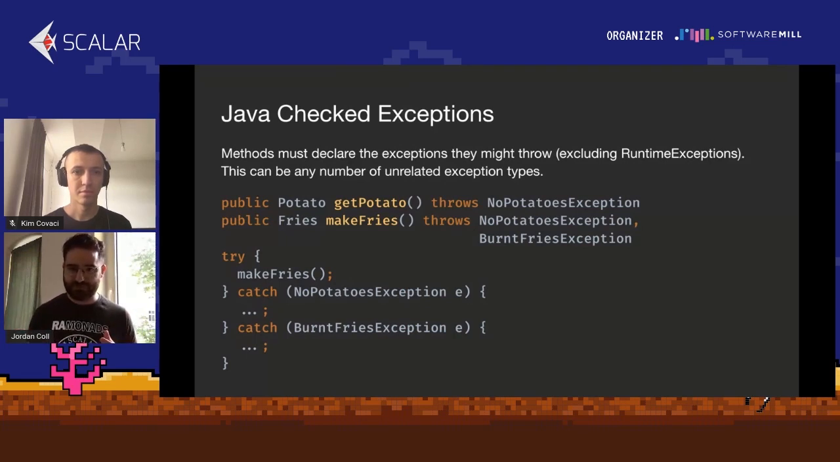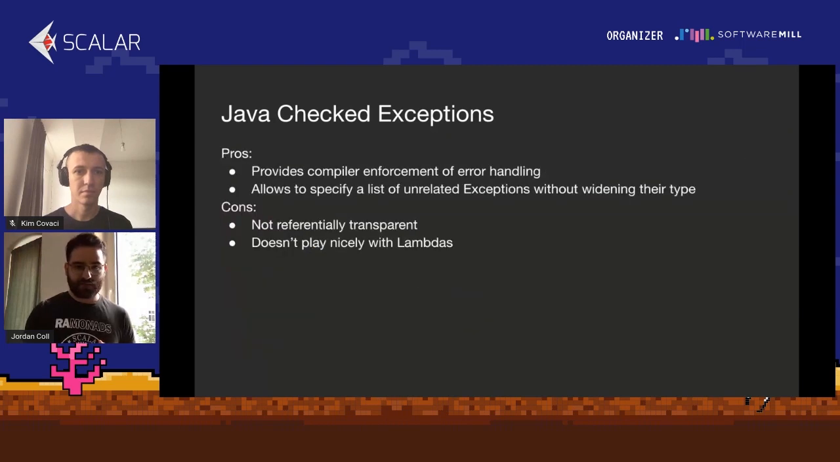This throws clause has a NoPotatoes or BurntFries exception. This isn't a real type. You can't define a variable of this type, and you can't return it from a method. This list of types can only be part of the method's throws clause. So we saw that checked exceptions provide compile time enforcement of error handling without sacrificing type safety. However, throwing exceptions isn't referentially transparent, right? Throwing the same exception in different places in the code will result in different functionality. If we throw an exception outside of a try block or inside of a try block, it's different.